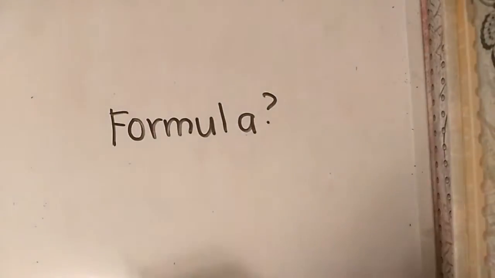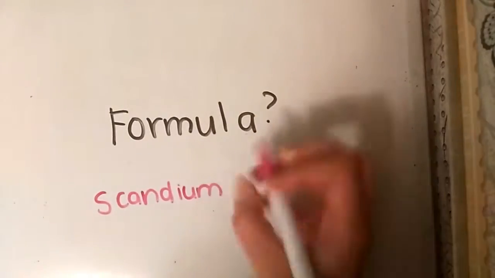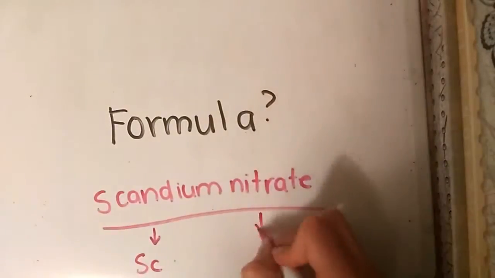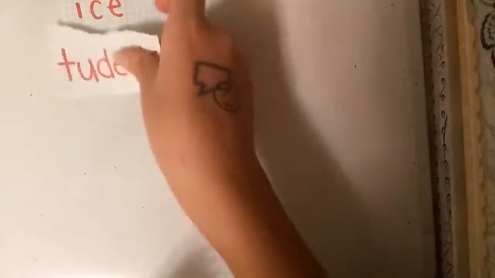How about the formula? To get the formula, you first have to be able to recognize the root of the polyatomic ion and then write out the symbols. For example, nitrate has the root nitro from nitrogen. You also have to memorize the subscripts and the ionic charges.